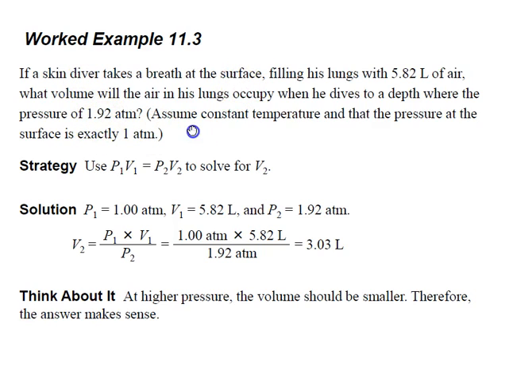1.92 would be our final pressure. So we can solve this for V2 by dividing both sides by P2. We get this relationship. Plugging in all of our values, we have 1 atmosphere, we have liters, and we have atmospheres. Atmospheres cancel. We don't have to do any dimensional analysis to change units. We're left with liters. And then this is 3.03 liters.